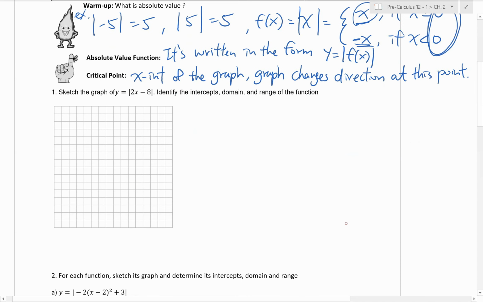Okay, so we will do something simple first. A linear function, and we're going to be looking at the absolute value of a linear function here. It says sketch the graph of y equals absolute value of 2x minus 8. We want to identify the intercepts, the domain, and the range of the function. Okay, so I am going to draw the axes first. Here is my y-axis.